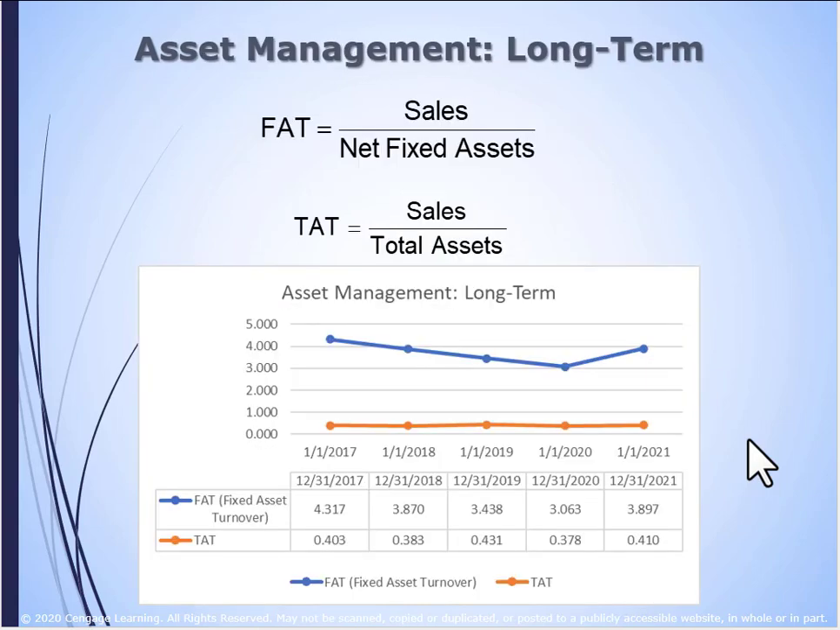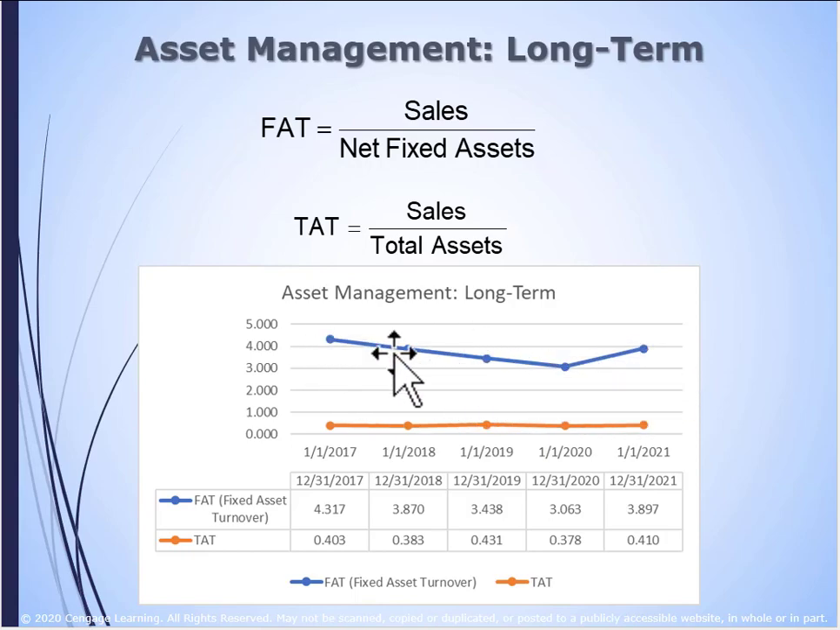Now, we also can look at long-term efficiency. We can look at fixed assets and total assets. The higher the number, the more efficient we are. So as we see here over the last couple of years, we've had a downward trend, but now it's starting to make its way back up.